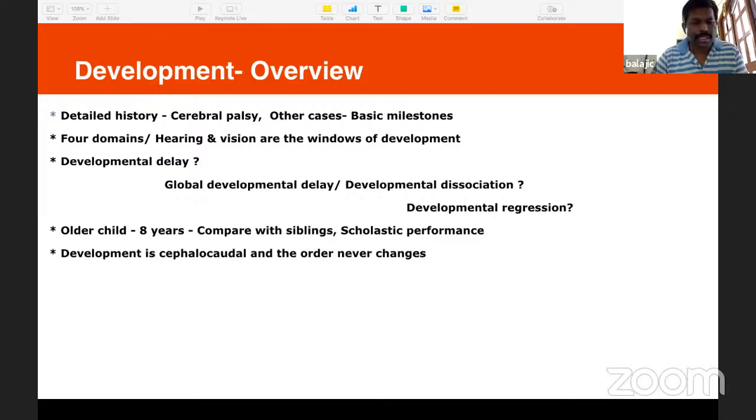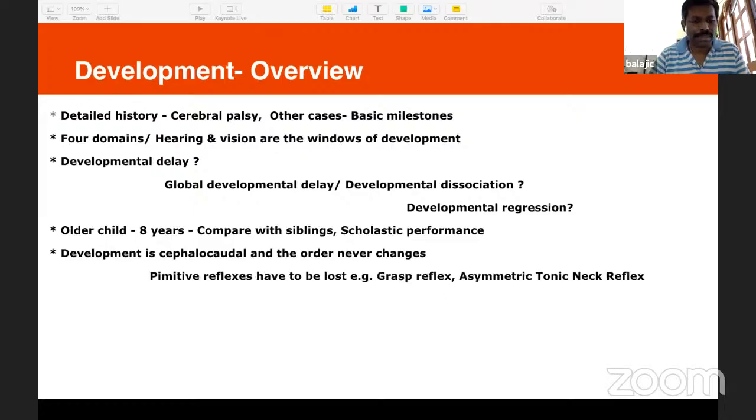And some principles are: development is cephalocaudal, which means it starts from the head, that is head control, and it goes to the trunk, so roll over, then the hips, so sitting, then the legs, the walking. So it is cephalocaudal in progression, the development. There is a specific order. You don't have a child walking first, followed by sitting. Okay, first is sitting, then only walking. So that is the order, and the order never changes. There may be delay, but there will be no change in the order of development. Similarly, you should also present in the same order. Do not present in a haphazard manner.